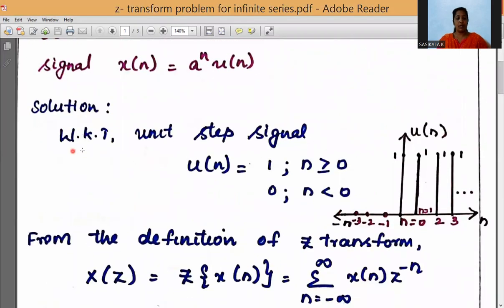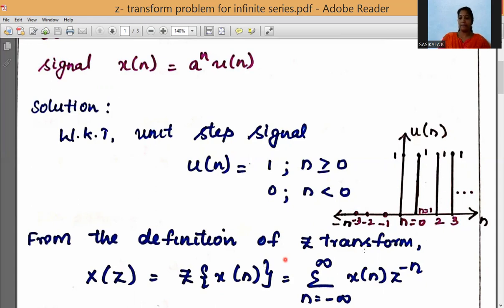Solution. We know that the unit step signal is represented by u of n, which is equal to 1 for n greater than or equal to 0, and it is 0 for n less than 0. So this is the graphical representation of u of n. Here the x-axis is n and the y-axis is u of n.